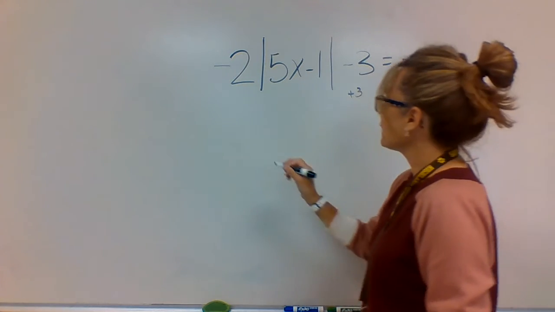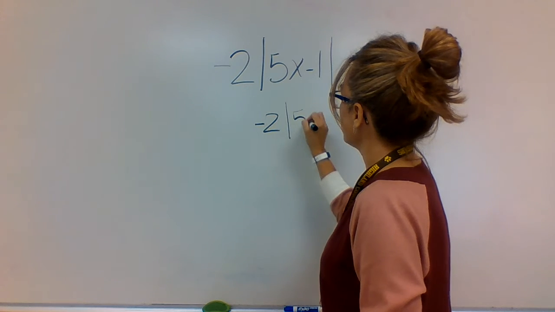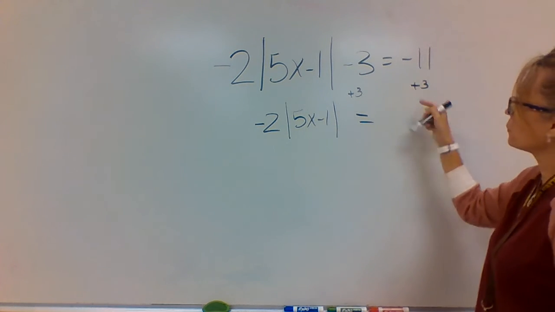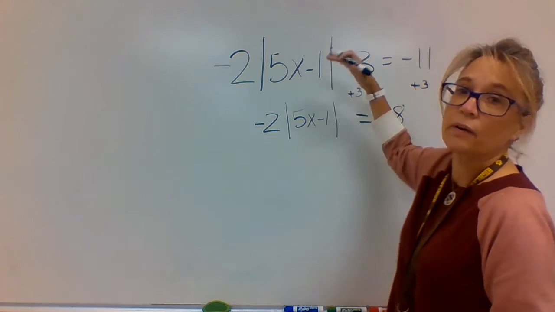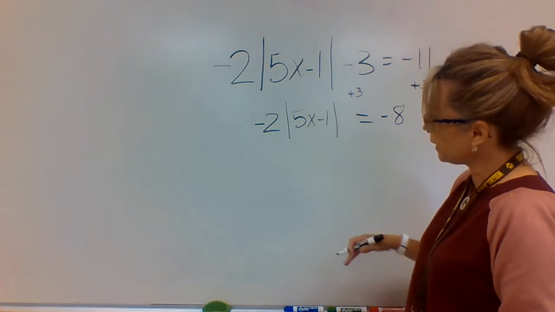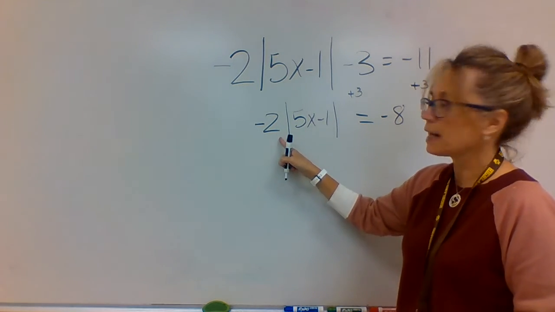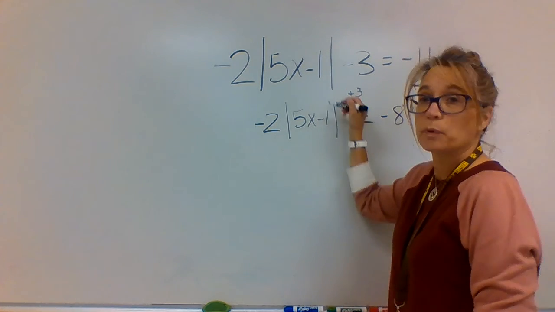Okay. From there, I'm going to still have -2 times the absolute value of 5x minus 1 equals -11 plus 3, which is -8. Okay? So notice how, again, I rewrite everything every step of the way. All right? Now, at this point, I still have a -2 on the outside. This -2 is being multiplied to this whole thing. It's kind of like parentheses.